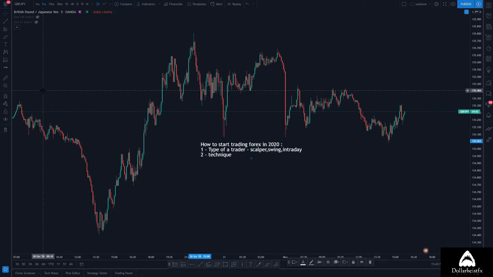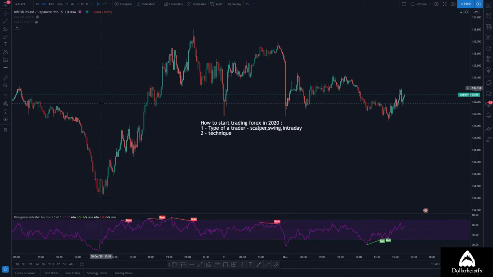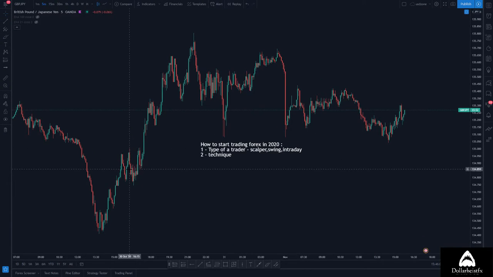I'll make a video in the future on how to draw support and resistance, or maybe how to make a simple one, maybe divergence. See, divergence technique. It doesn't matter which technique you use, no matter, because you are just trying to get used to forex. As long as you keep your win ratio much higher than the loss ratio, which is much better.